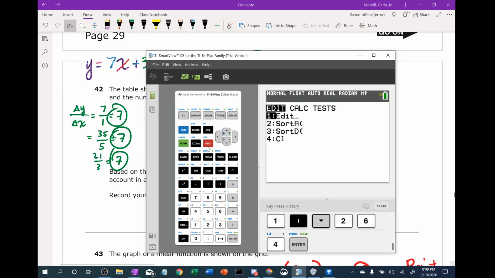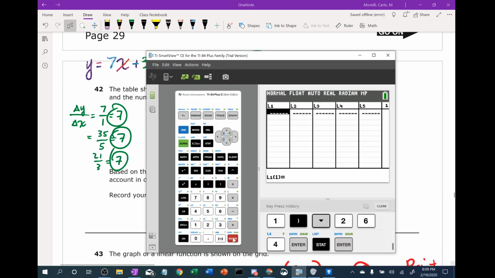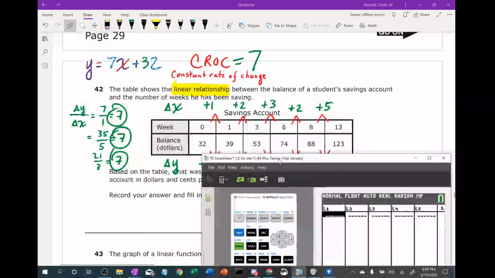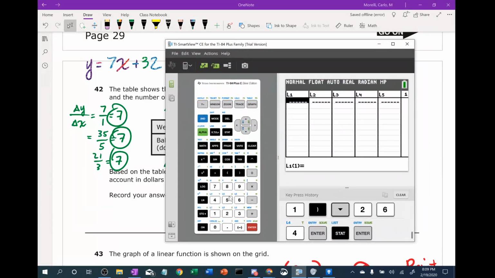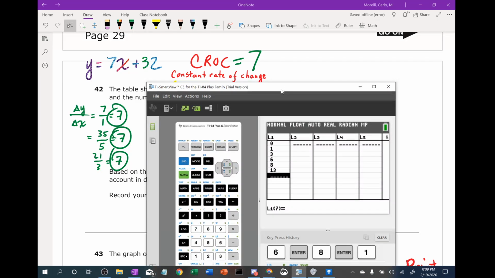So we're going to go to Stat, Edit, and we're going to fill this table out. The X values go in L1. So that's 0, 1, 3, 6, 8, and 13. Did I do that right? 0, 1, 3, 6, 8, and 13.